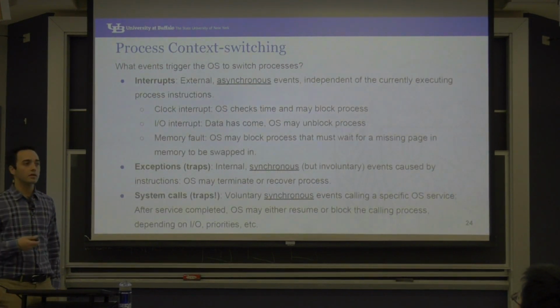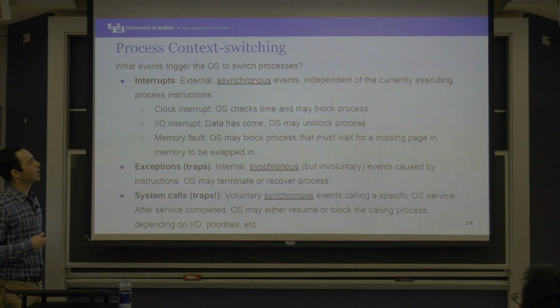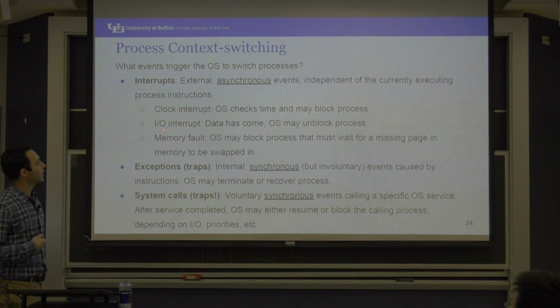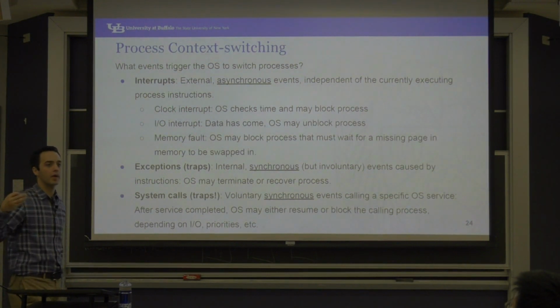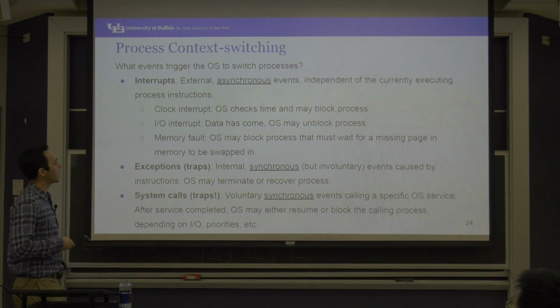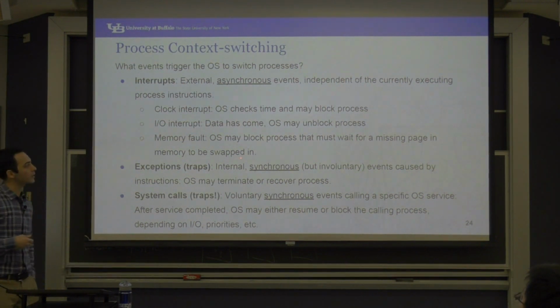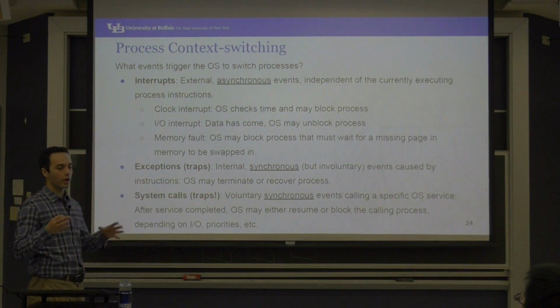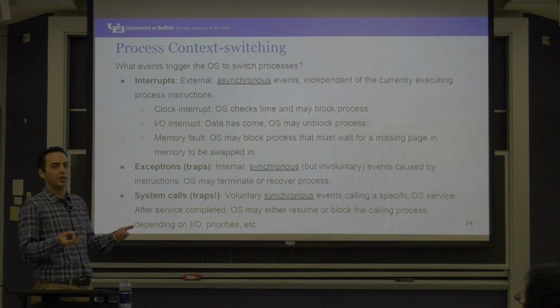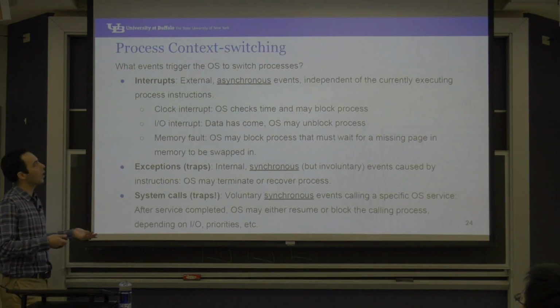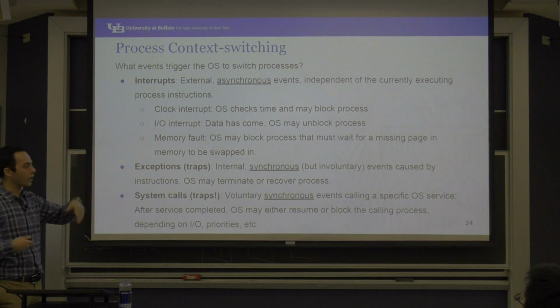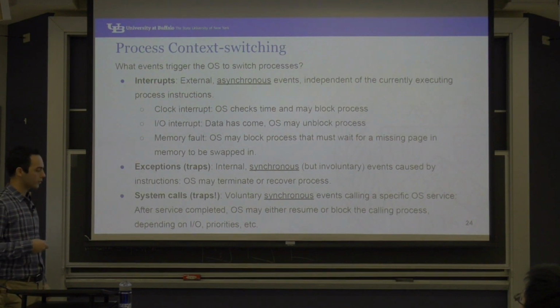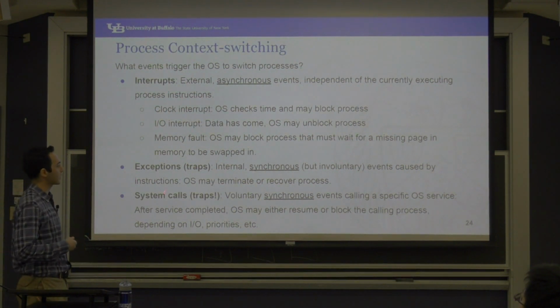So what events trigger the OS to switch processes? There are interrupts. We said external interrupts like the timer. They happen asynchronously. You don't know when they're coming. They can be the clock, or I/O, like a packet coming in or a click on the mouse. It can be a memory fault, which is involuntary. If a process wants to access a part of the memory that it should have access to, but it's not ready, it's an interrupt, the OS handles it, and the program doesn't know; it doesn't expect it.